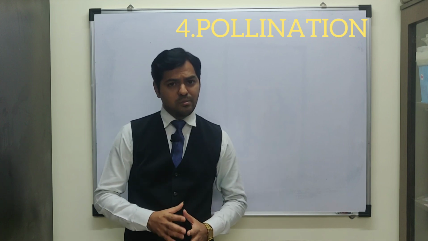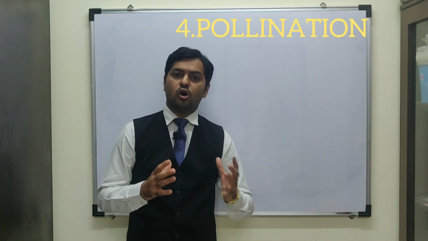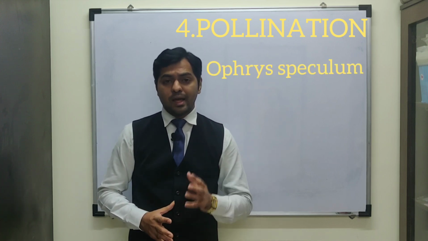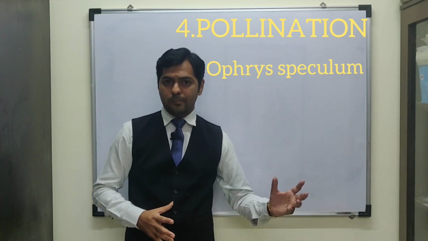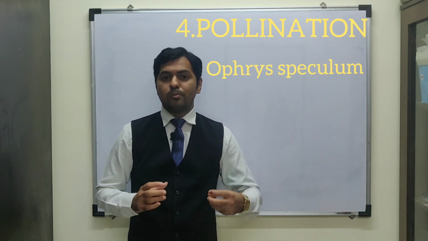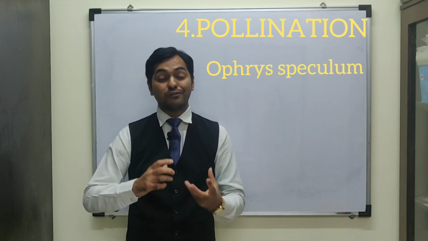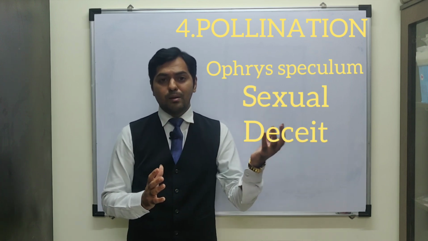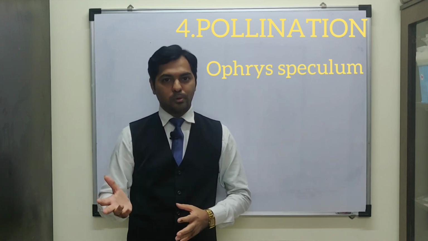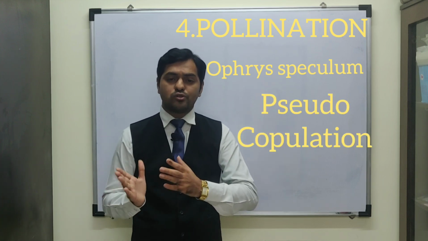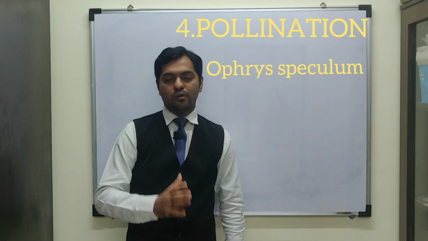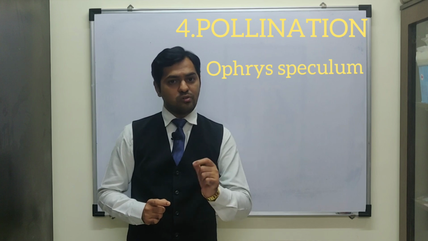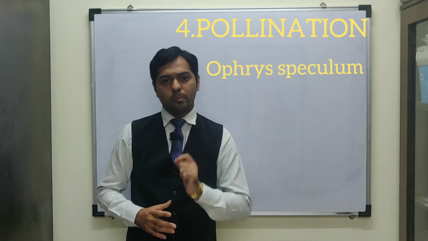Also, a special mechanism is also shown by an orchid known as Ophrys speculum, wherein the Ophrys speculum attracts the male moth copla. The male moth copla gets attracted because the Ophrys flower resembles the female moth. So this is known as a sexual deceit, wherein when the male moth gets attracted, it performs pseudo copulation, and in that process it performs the process of pollination. So remember that Ophrys speculum performs sexual deceit for helping in the process of pollination by the moth copla.